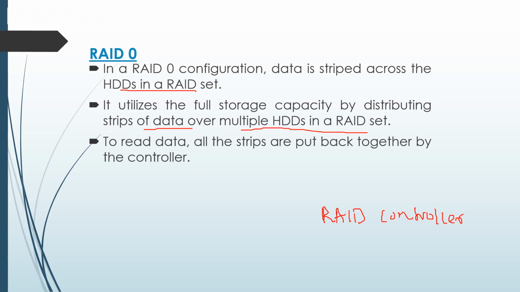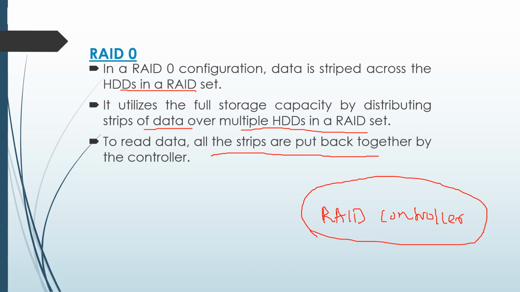While writing the data, the controller will stripe the data across the multiple HDDs. Suppose the entire data blocks need to be read out by the user. At that instant all the strips are put back together by the controller. So the multiple pieces will be combined together while performing the read operation.